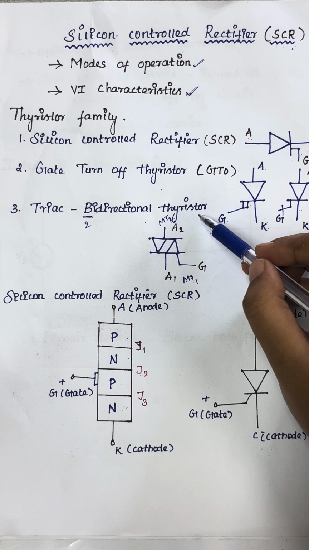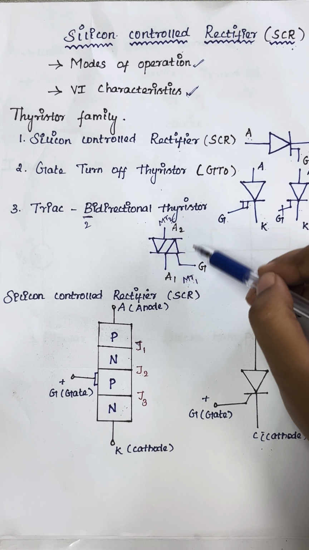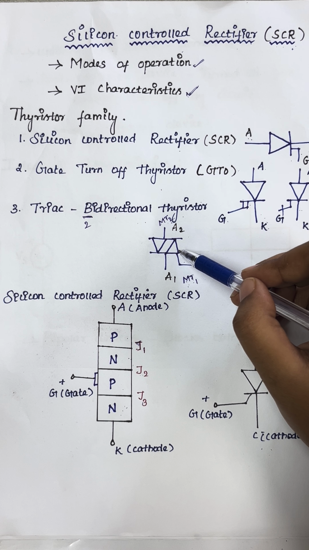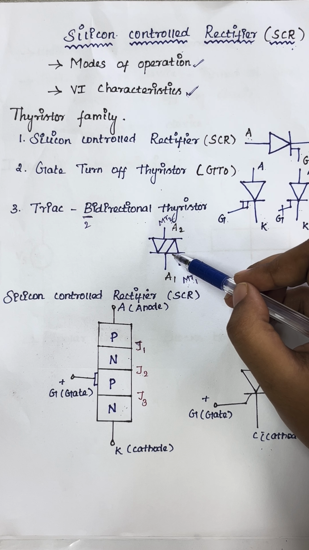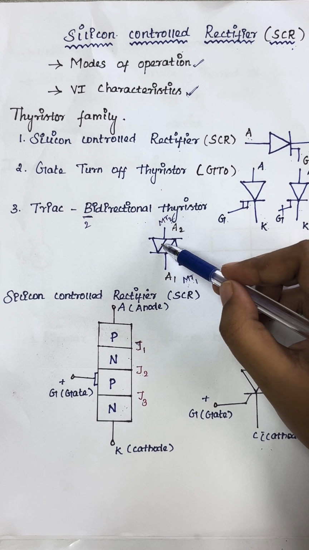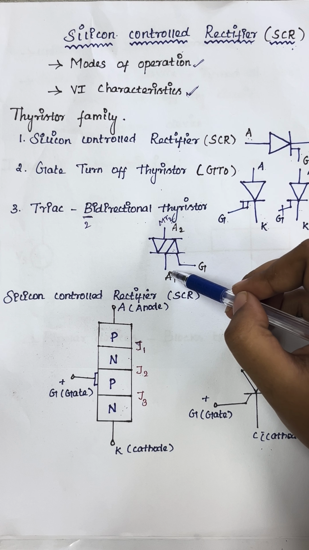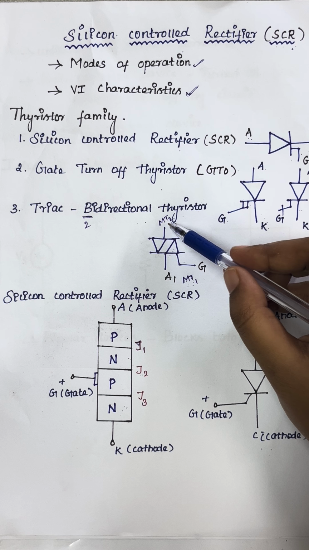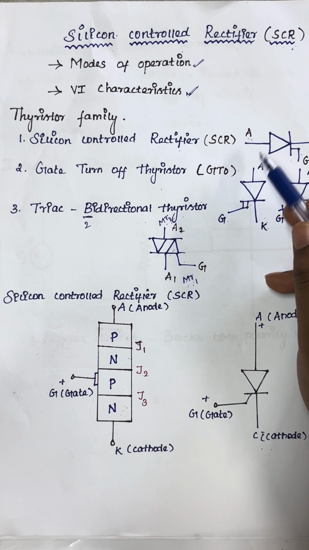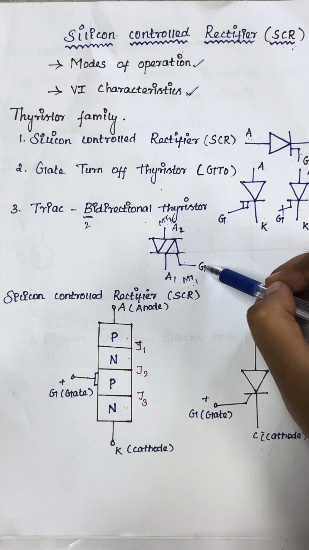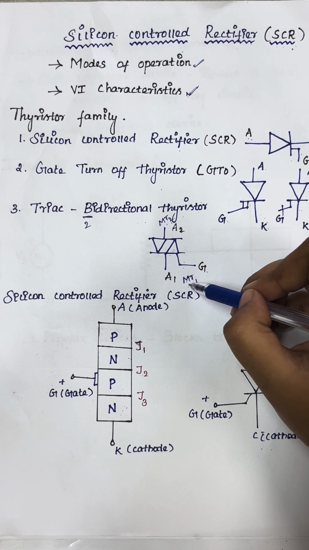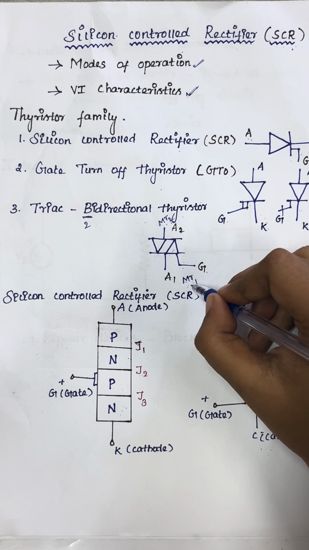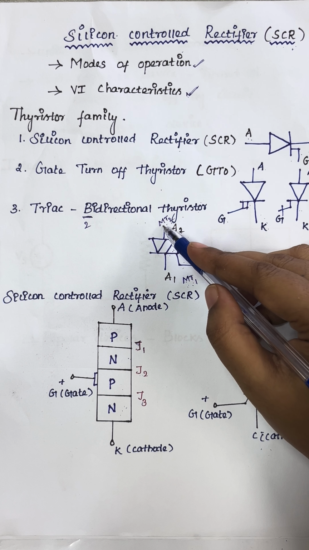And the third one is the triac. The triac is also called a bidirectional thyristor. Here is the symbolic representation of a triac. It is just like an SCR, but two SCRs are connected in anti-parallel. One terminal is taken as A1 or MT1 and the other terminal is taken as A2 or MT2. As with the above two, the gate terminal is here. MT1 is main terminal 1 and MT2 is main terminal 2.